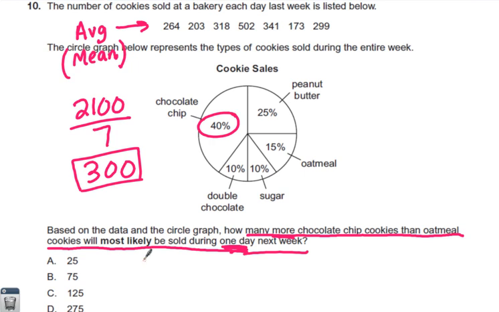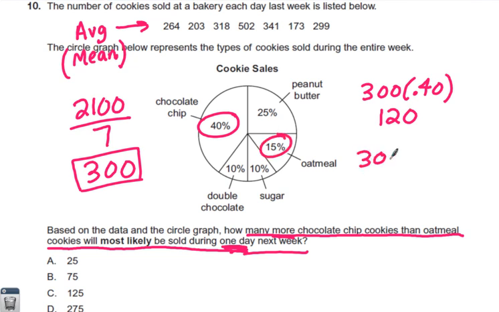How do we do that? 40% of 300. That means we're going to do 300 times 0.40. So we change the percent to a decimal, which means 0.40, and that's going to be 120 cookies are chocolate chip.